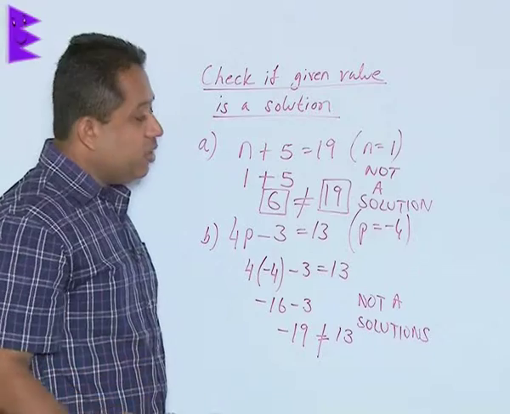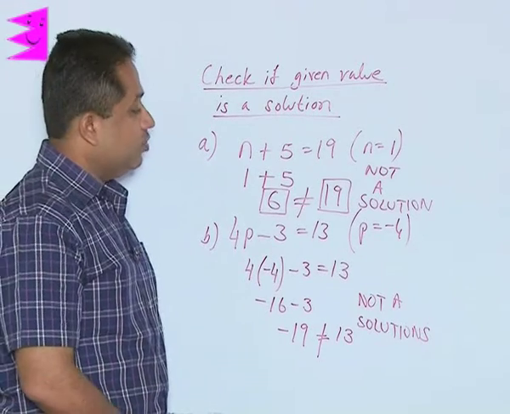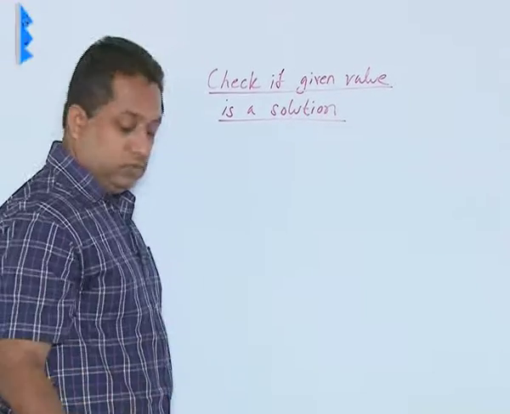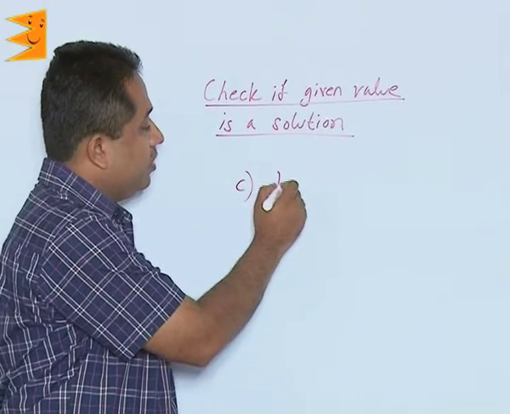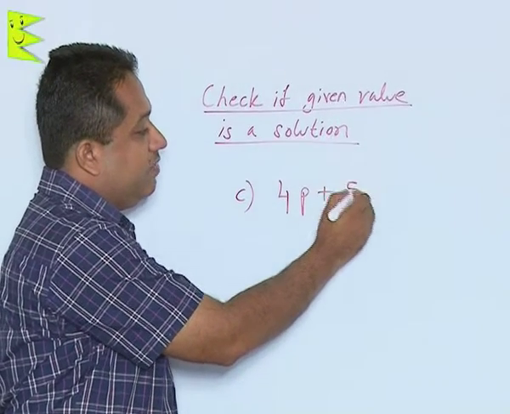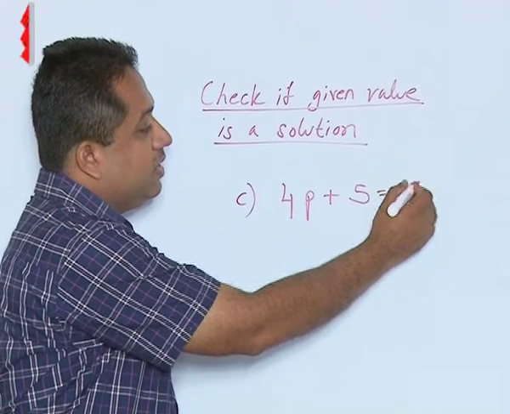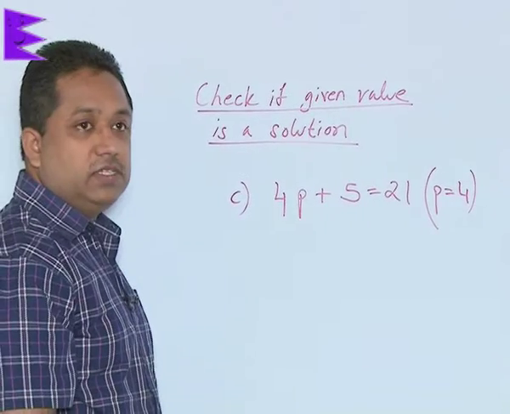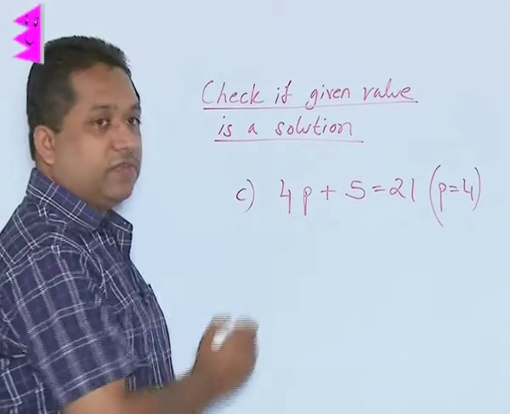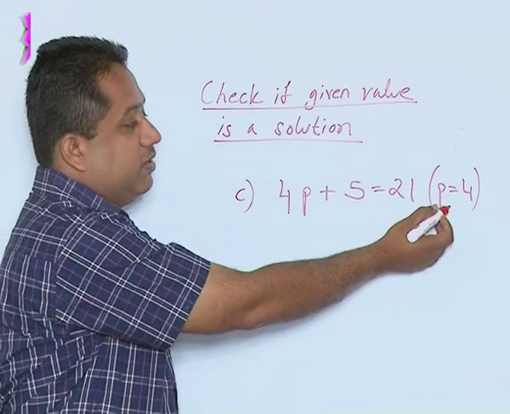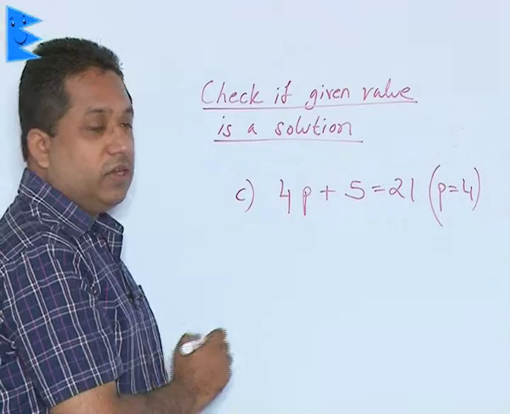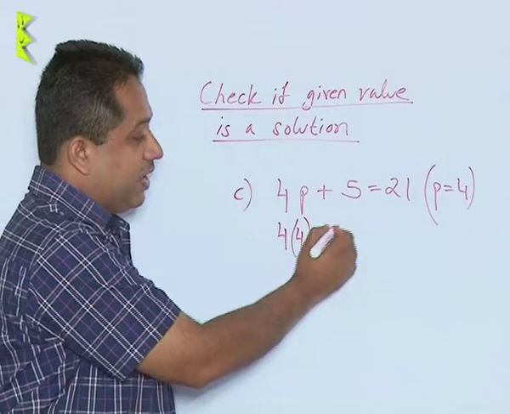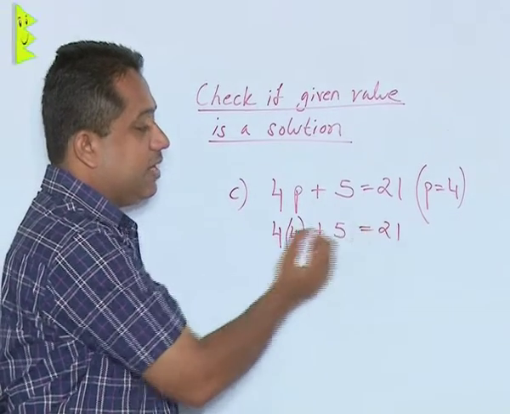Now, let us consider some more examples where we will have to check whether it is a solution or not. Let us see this example where 4p plus 5 is equal to 21 and the value of p given to us is 4. Now, we have an equation here, 4p plus 5. Here the value of p is 4. We have to check whether it is a solution or not. We are going to put that value of p here. We get 4 into 4 plus 5. Is it equal to 21? That has to be seen.